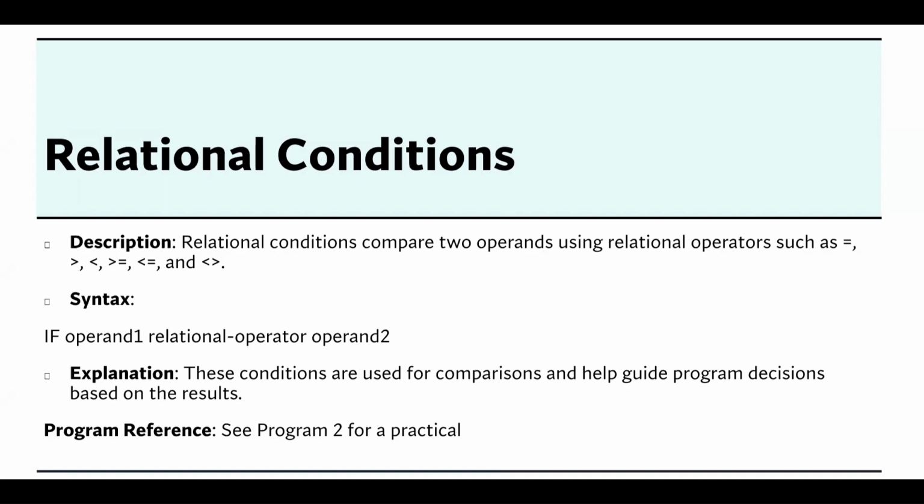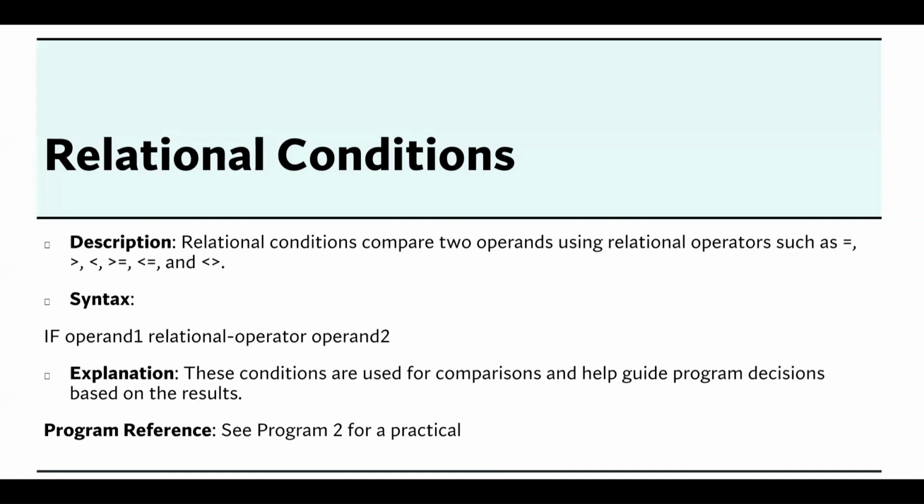Relational conditions basically compare two values. Like greater than, less than, equal to, not equal to, greater than or equal to, less than or equal to. These comparisons are crucial for decision making. Like the same example I took in the beginning slide, the loan application. If the income is greater than 5 lakh, then I will be providing a loan of 10 lakh. So for these conditions, relational operators are the most important thing.